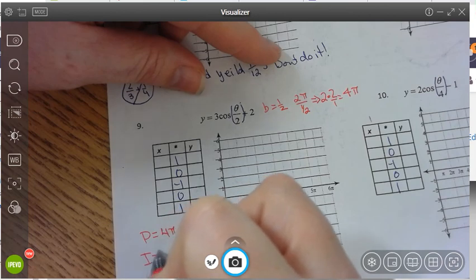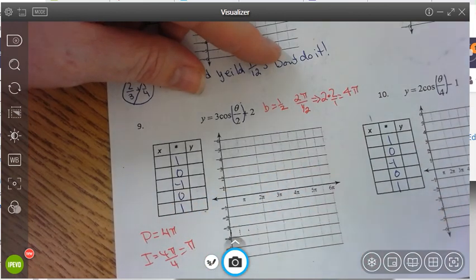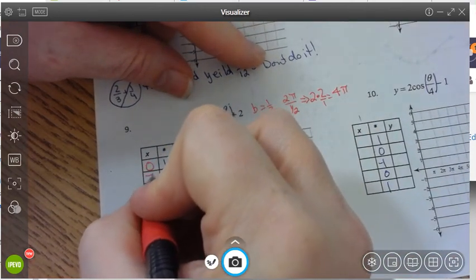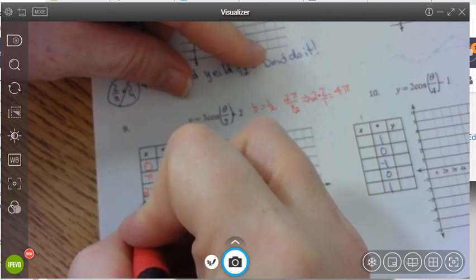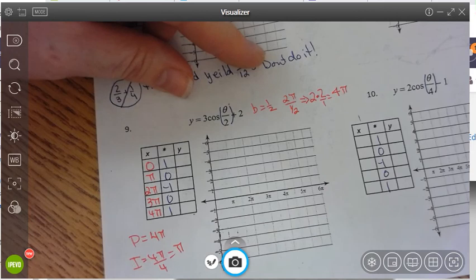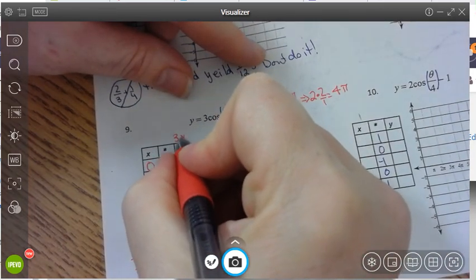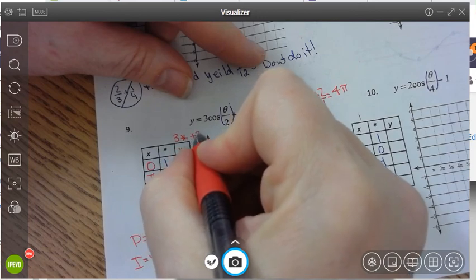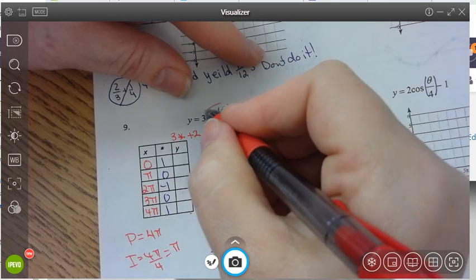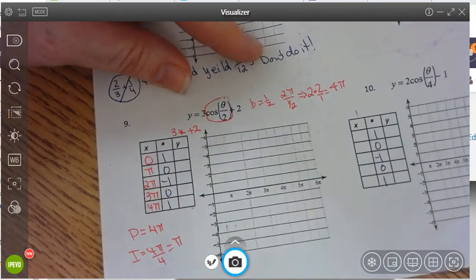So increment is equal to 4 pi over 4, which is just pi. Oh, that means I get to count by pi. Yay, me. 0, pi, 2 pi, 3 pi, 4 pi. Oh my gosh, that was so much fun. So much faster. Okay, so 3 times the magic number plus 2. Look what I had. 3, my magic number represents this, plus 2.